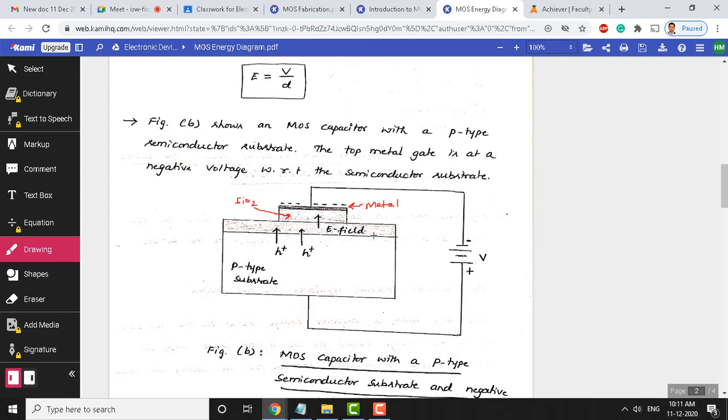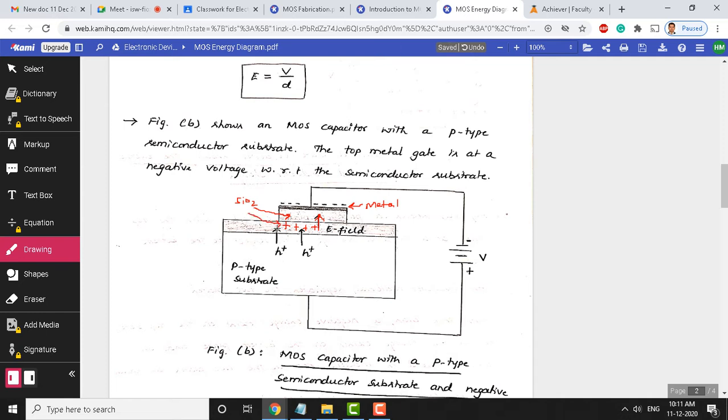Now, we can see the electric field is acting from the substrate to the metal. This is the direction of the electric field. Because negative charges are given to the top plate, the bottom layer is induced with positive charges. All holes will reside here below the oxide semiconductor interface.